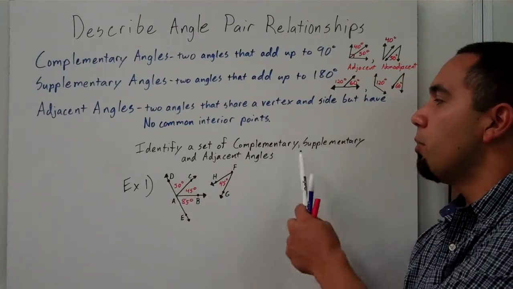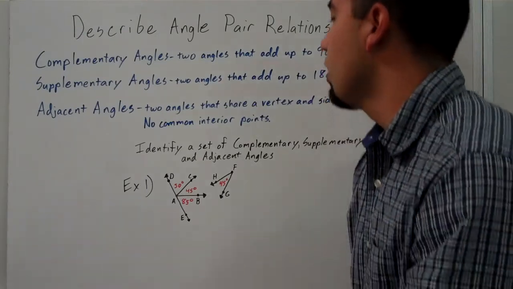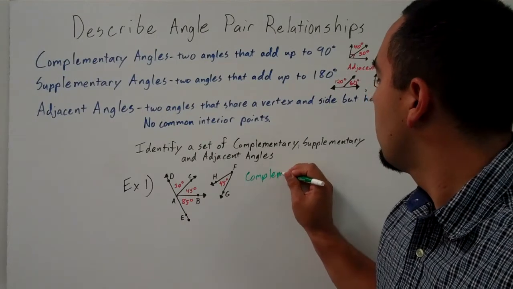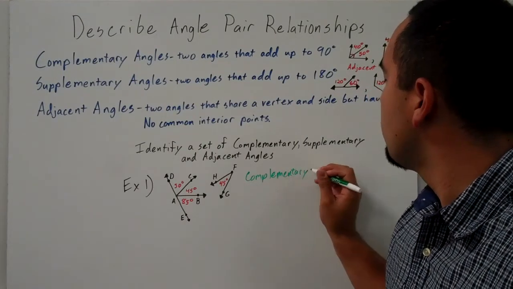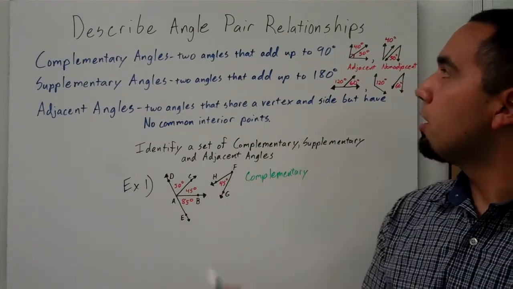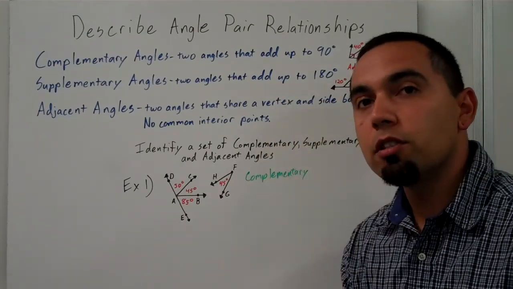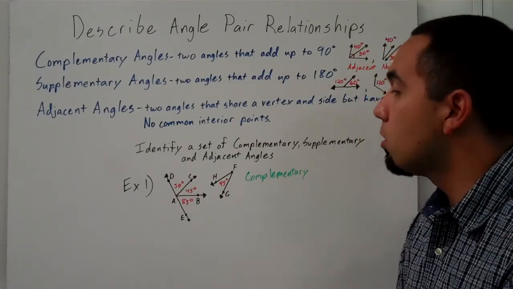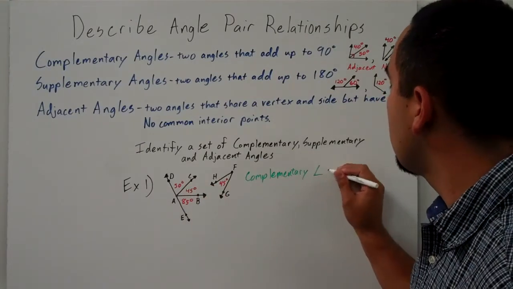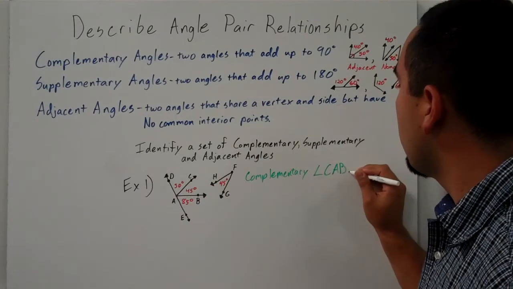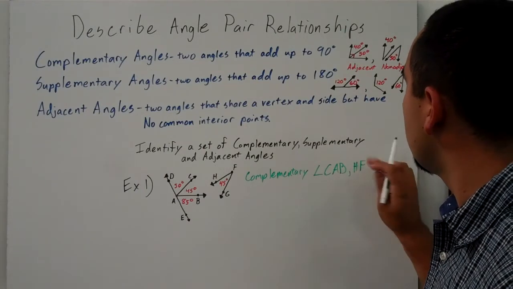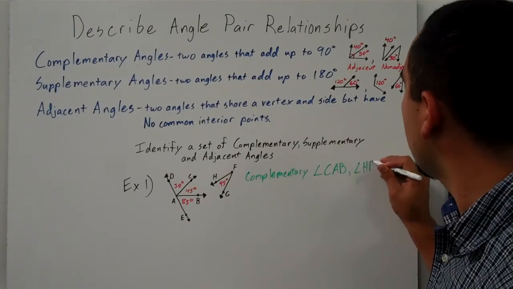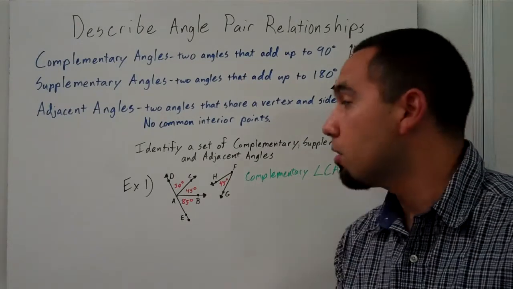It says identify a set of complementary, supplementary, and adjacent angles. Well, complementary angles. Let's start there. Complementary means what? Complementary means add up to 90 degrees. So I need to find two angles that add up to 90 degrees. I know that 45 and 45 equals 90 degrees. So I know that angle CAB and angle HFG are complementary angles. Okay.